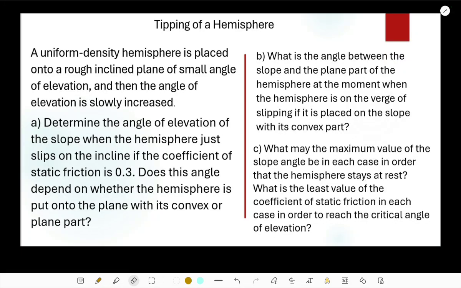And again, welcome to a new problem solving session. We are still solving the problems related to tipping or toppling. And this time we got a problem about tipping of a hemisphere.